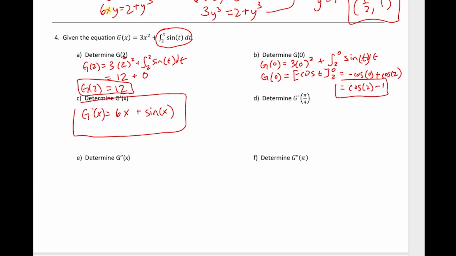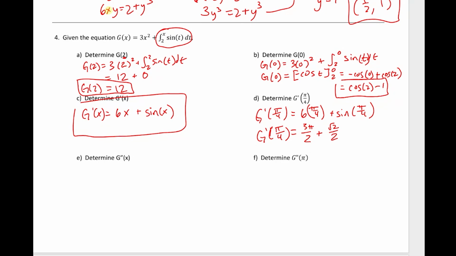Now, if we want to evaluate that derivative at pi over 4, we just need to substitute in pi over 4 into x. So 6 times pi over 4 plus sine of pi over 4 will be, 6 divided by 2 is going to be 3, so 3 pi over 2 plus, and then sine of pi over 4 is root 2 over 2. So that's a good answer.